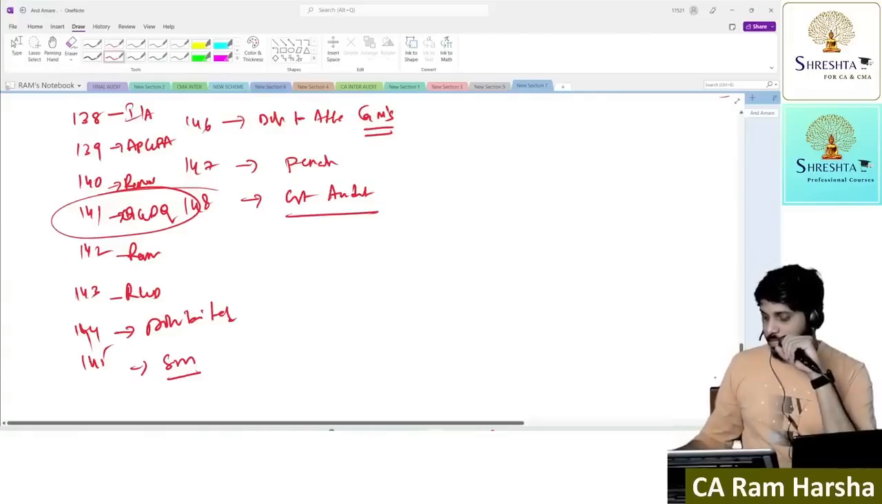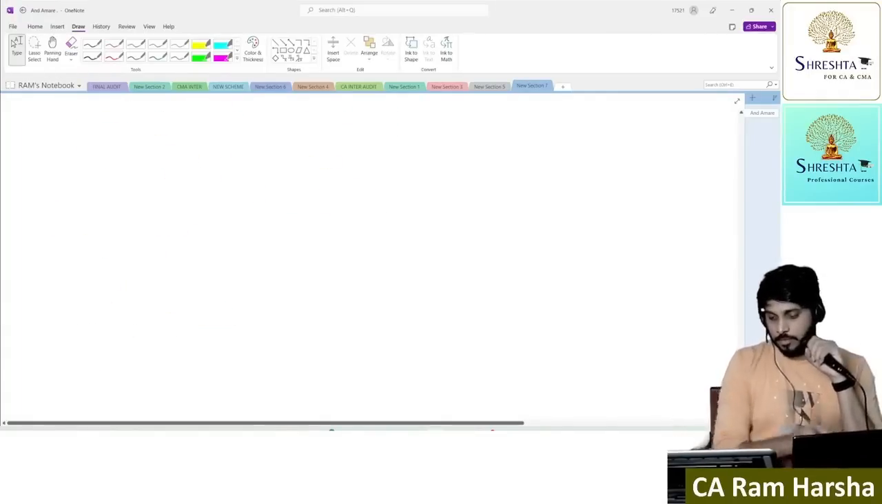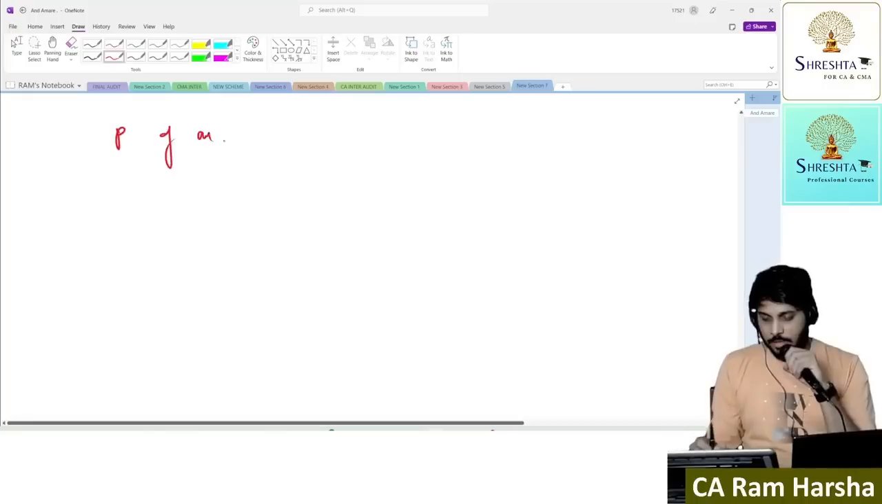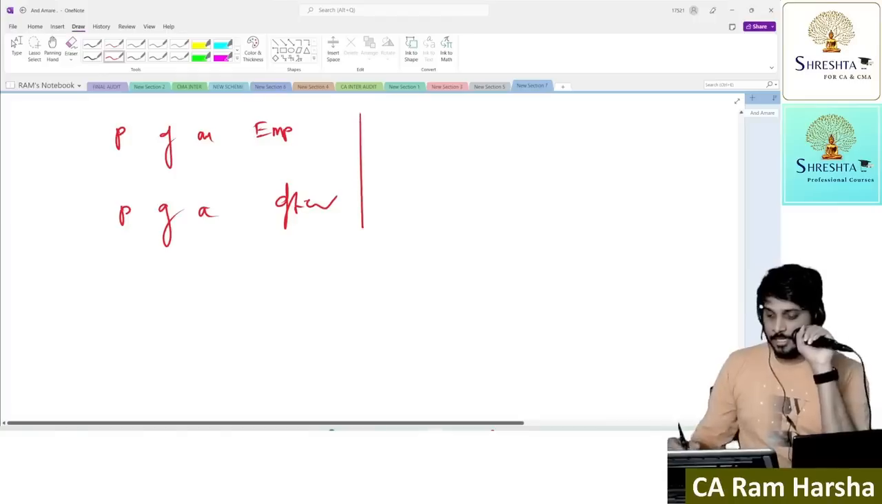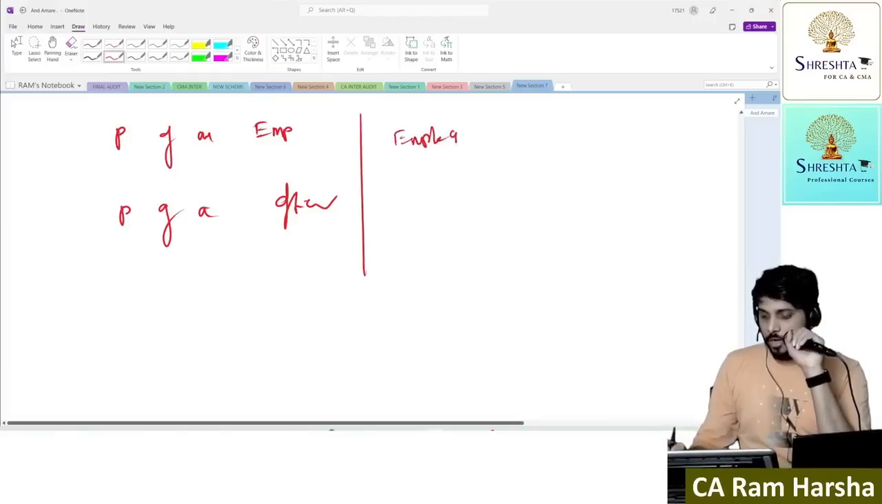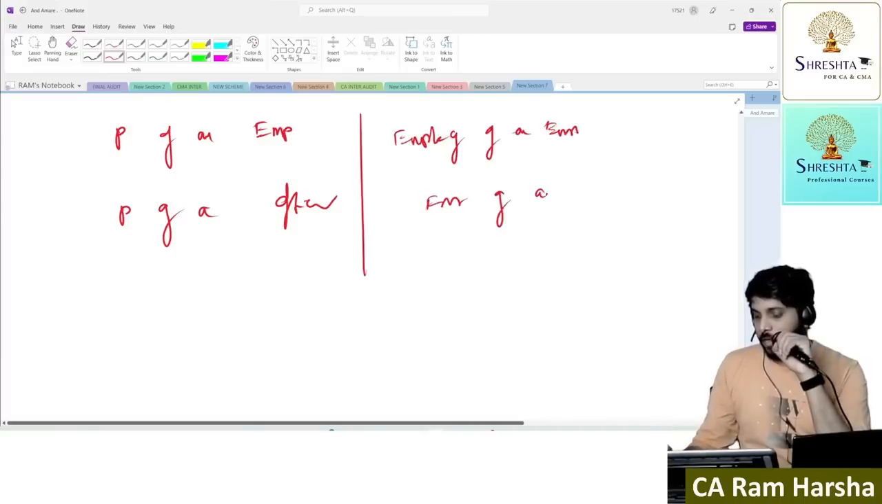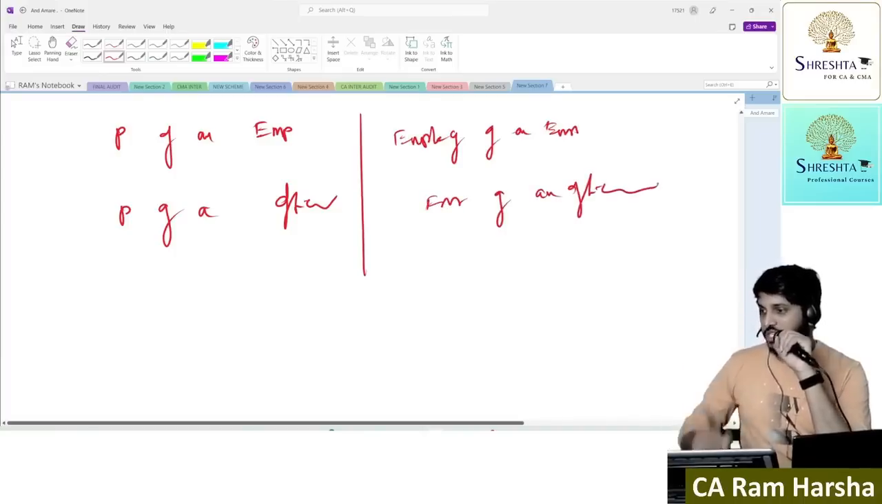Next. A person who is a partner or who is in the employment of an officer or employee. This is nothing but a partner of an employee. What is this? Partner of an employee, partner of an officer, both are disqualified. Same way, employee of an employee, employee of an officer, both are disqualified.